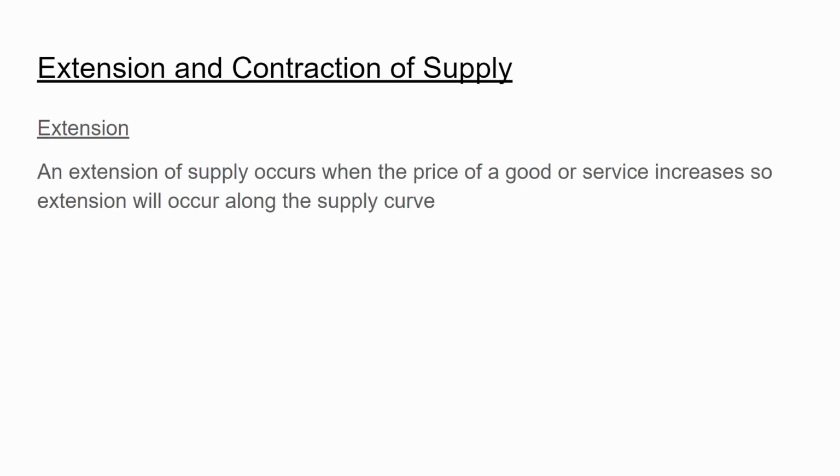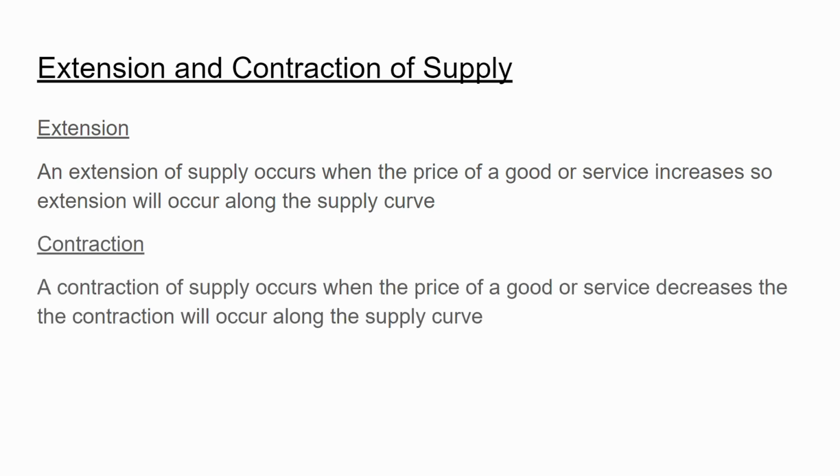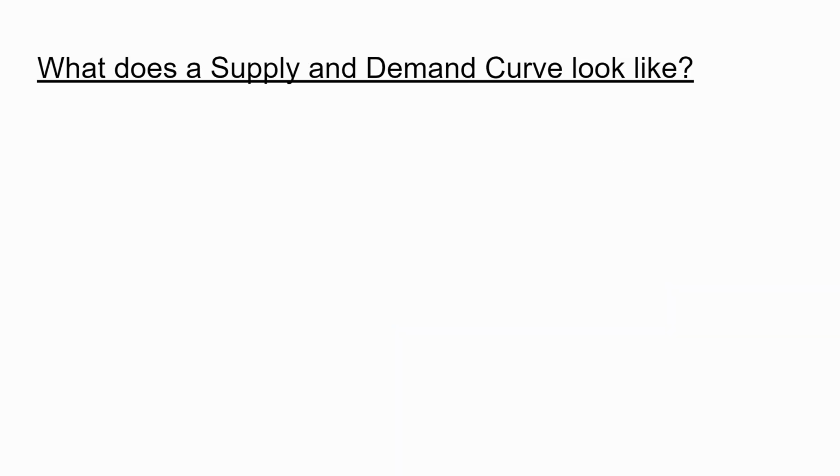So let's have a look at extension and contraction of supply. So extension of supply occurs when the price of a good or service increases, so extension will occur along the supply curve. And contraction of supply occurs when the price of a good or service decreases, and the contraction will occur along the supply curve.